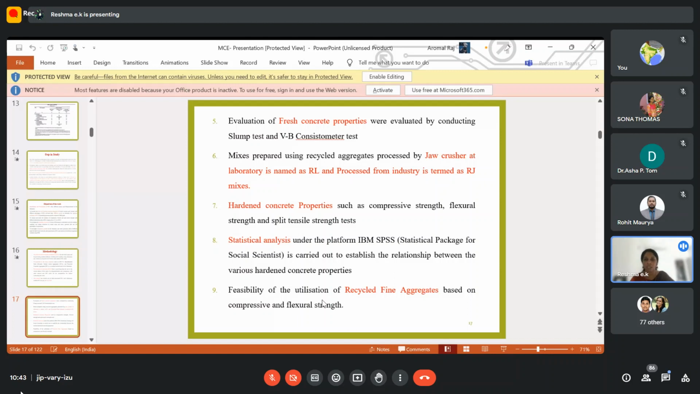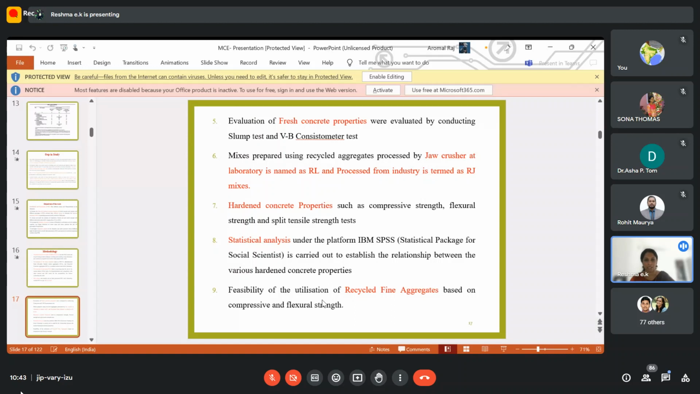So the jaw crusher will give the final product as 20 down size. So that is the way I have used this RL mix. And I'm talking about RJ mixes. It is directly processed from industry, which is situated in Bangalore. So next, hardened concrete properties in terms of compressive strength, flexural strength, and split tensile strength.